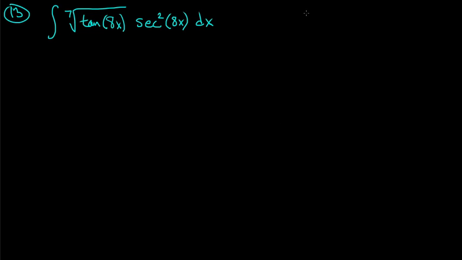The thing that you should remember here is that if I take the derivative of tangent of theta, that's just secant squared of theta. So we're going to use that here. Obviously, secant squared is the derivative of tangent, so that lets me believe that we should let our substitution, our u, be tangent, in this case tangent of 8x. Let's see why that's the case.